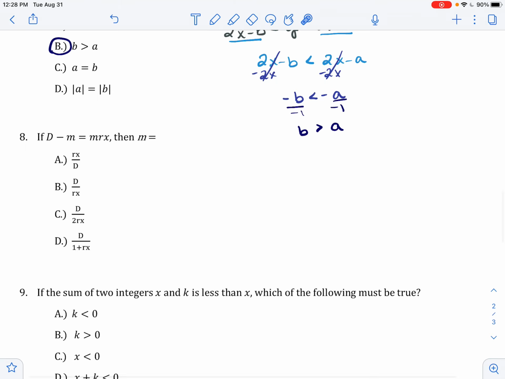Question 8 is a little bit tricky because the variable that we're trying to solve for is in two different terms. So we want to get m by itself, but right now m is in two different places on two different sides of the equation.